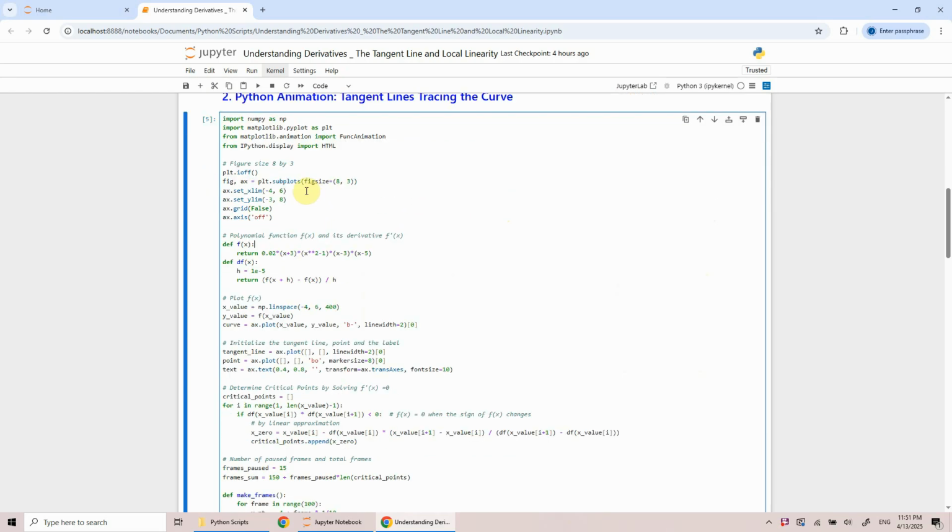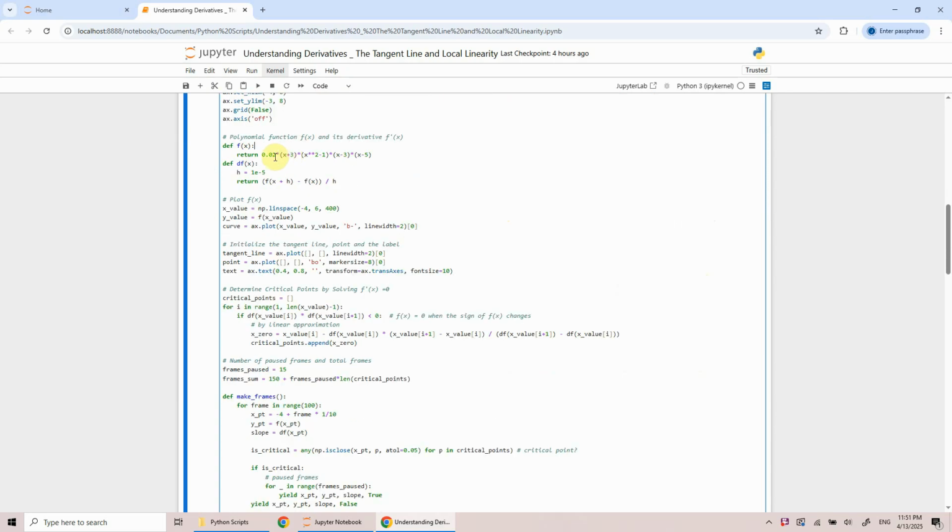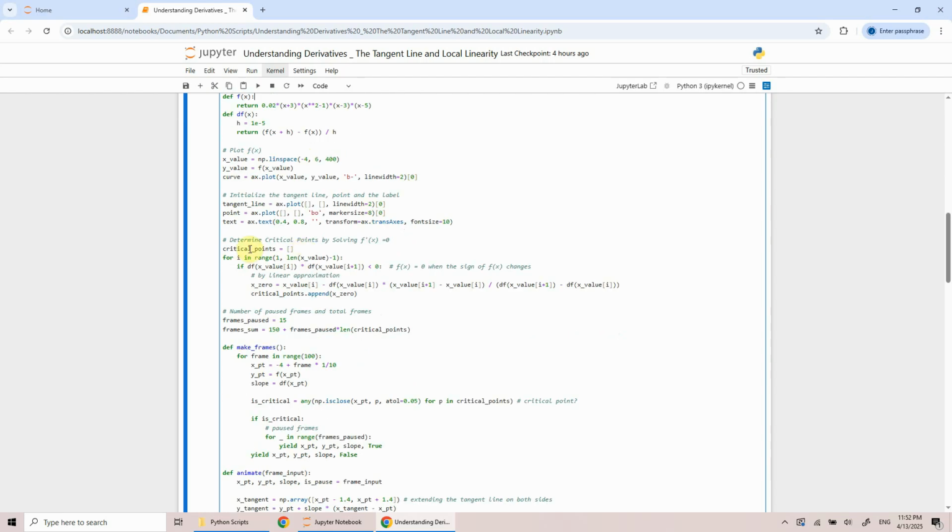Let's use Python to visualize how tangent lines follow the curve. First, import the packages we need. Set up the plotting canvas. Here I constructed a polynomial function in factored form because I want to control the number of turning points and the shape of the graph. Also, I don't want to remove the parentheses, so I use the central difference method to get the numerical derivative. Here I want to pause the horizontal tangent lines at critical points.